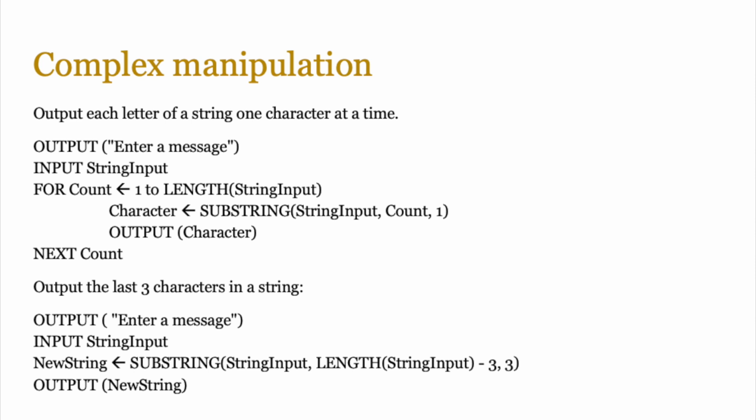Now we can also do multiple characters, which is the next example. We take the string input and then we're going to create a new string, which is going to use the substring functions to split the string input, and we're going to take the length of the actual string. So if it's 10 characters long, we're going to subtract 3. So that means it becomes 7. And from the 7th character, we're going to return the 3 characters back. So it allows us to get the last 3 characters out from any particular string.